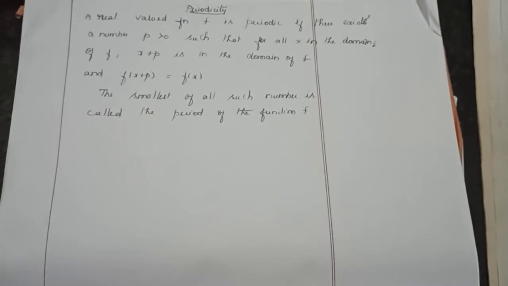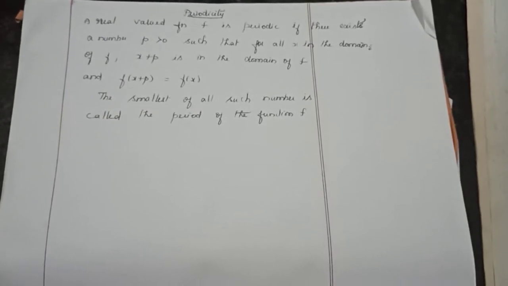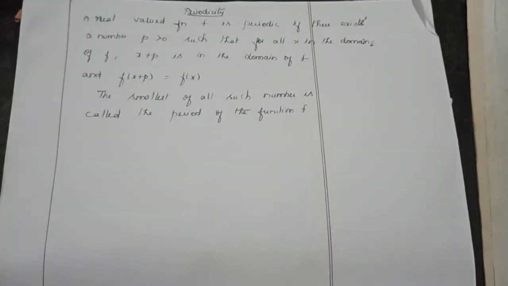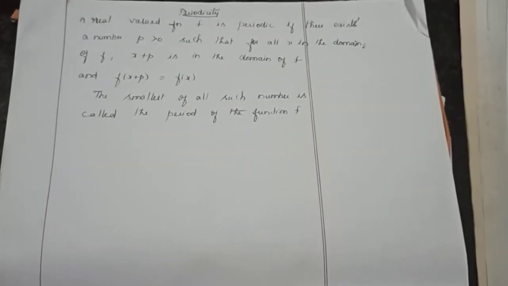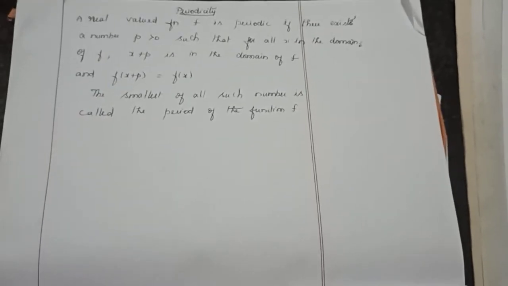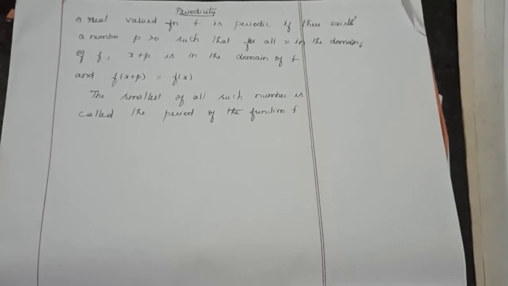Now we will have so many values like this. p can be 2 pi, or it can be 3 pi, or it can be pi, like that. There will be so many values. Now among these values, the smallest of all such numbers is called the period of the function f.